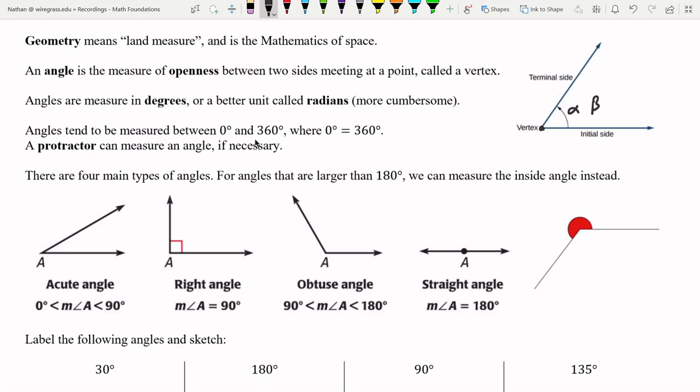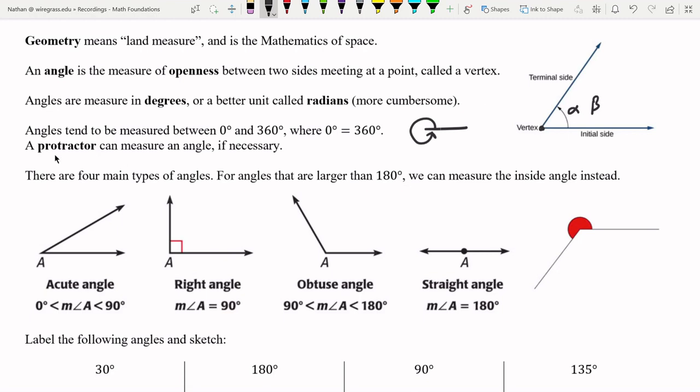So degrees are measured between 0 and 360. 0 is 360. If this was my initial side, full circle would be 360 degrees, but that's the same thing as just going at 0. So you can have degrees that are less than 0 and degrees that are more than 360, but you end up just circling around and around. If you have 0 to 360, not including 360, then you have all of the angles that you can have.